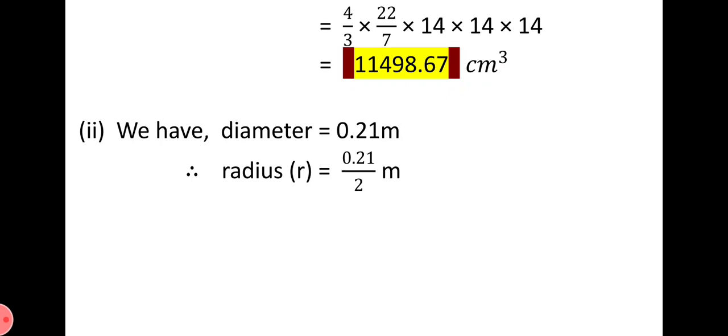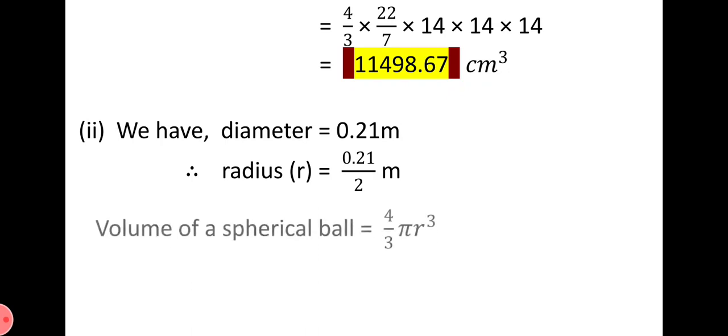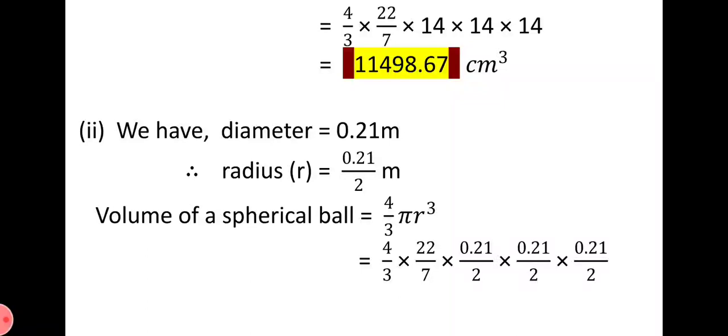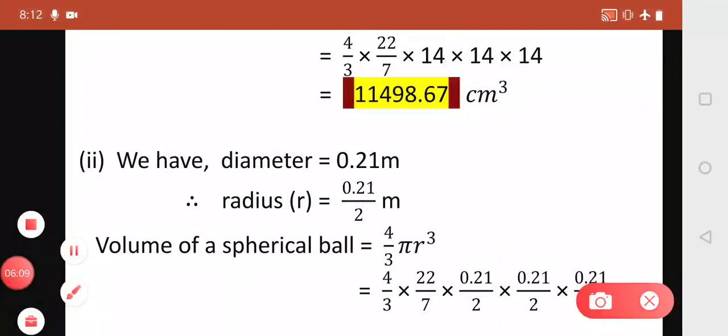For question number 2, we have diameter equal to 0.21 meter, therefore radius r equals half of diameter, that is 0.21 upon 2 meter. Now volume of a spherical ball equals 4 upon 3 pi r cube. Again inserting the values, equals 4 upon 3 into 22 upon 7 into 0.21 upon 2 into 0.21 upon 2 into 0.21 upon 2, which is the radius.